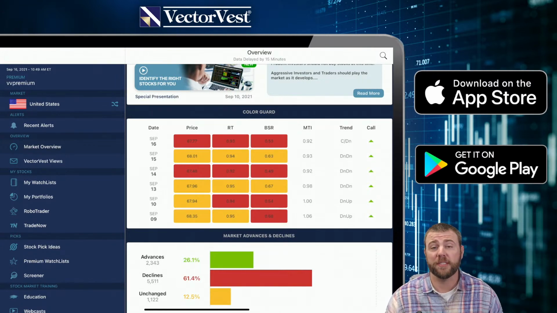Below 1 would show us that the short-term trend is down. Then finally, the BSR, or the buy to sell ratio, shows the overall health of the market. Every single day, VectorVest gives a buy, hold, or sell rating on each and every stock. And we take a look at the number of buys and compare it to the number of sells to get an idea on the strength of the market.